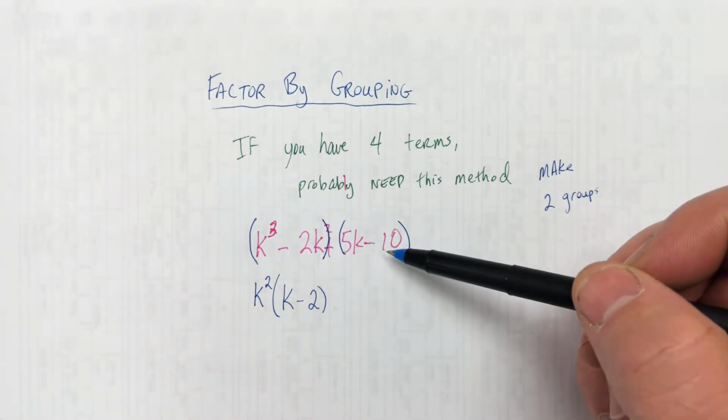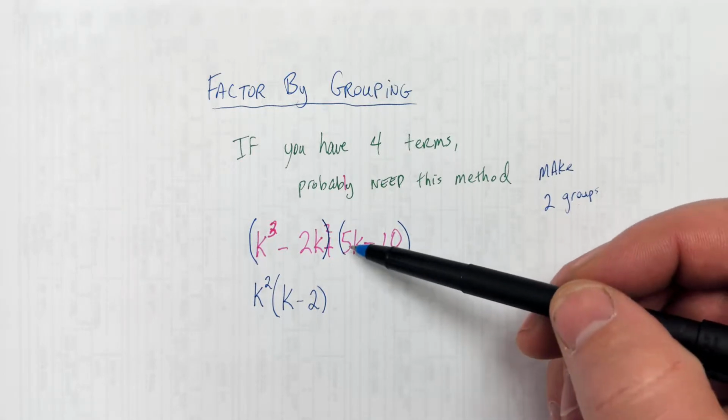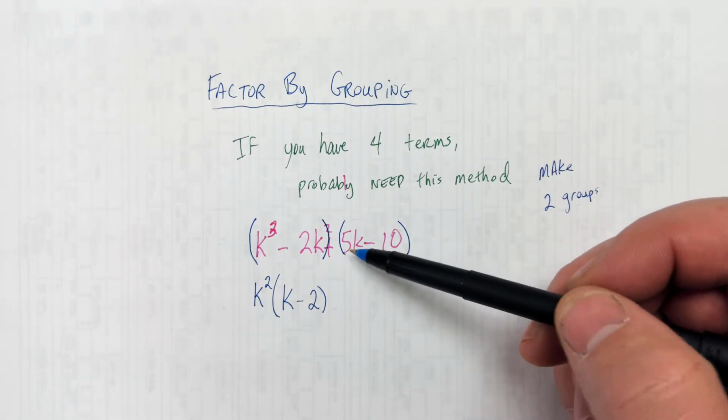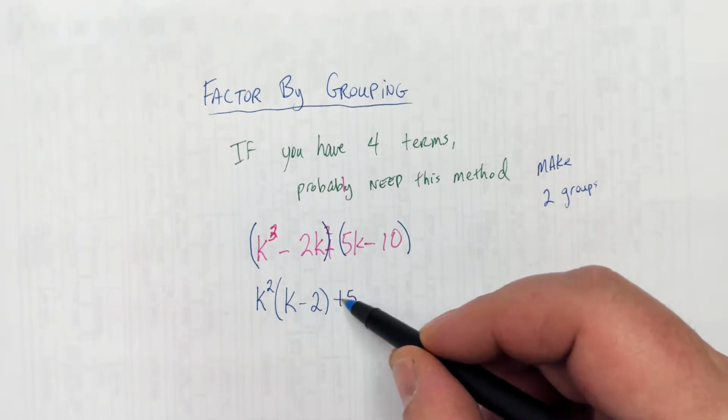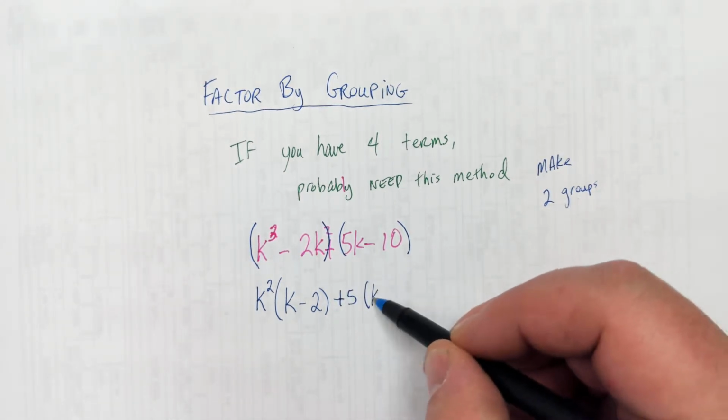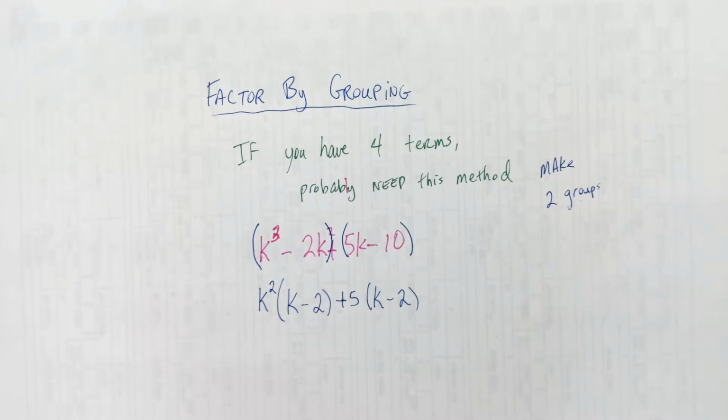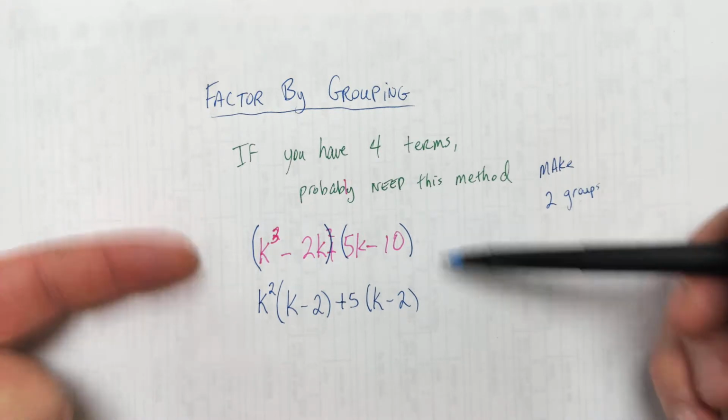I still have to do this part. Now over here, you see there's a 5 and a 10, so I can take a 5 out. That's what I'm going to do. I'm going to take out a plus 5. And then I'm going to be left with k minus 2. Priscilla, are we good so far? You see what happened? So you made 2 groups and you factored each group. See? Got 2 groups, factored each group.